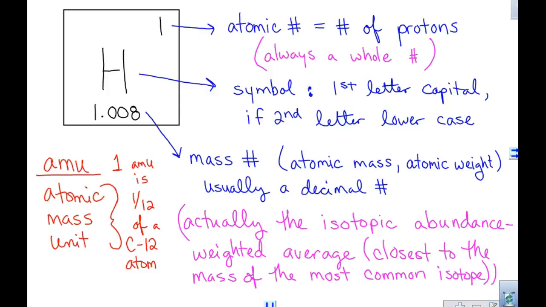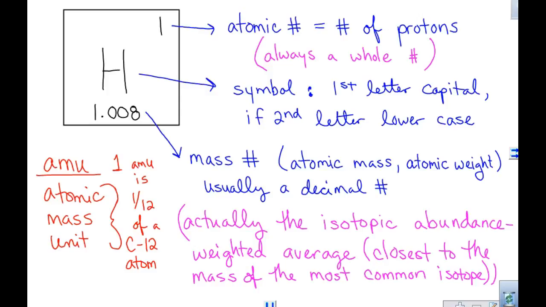Alright, and then the bottom one is your mass number. Sometimes they call it atomic mass, sometimes they call it atomic weight, even though that's not technically correct. But this is usually a decimal number. If you look up at the periodic table that is now up on the wall, you'll notice there are some of them that are not a decimal number. There's several of them that are whole numbers.